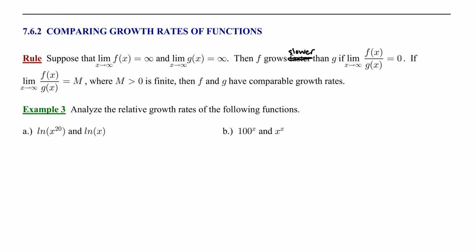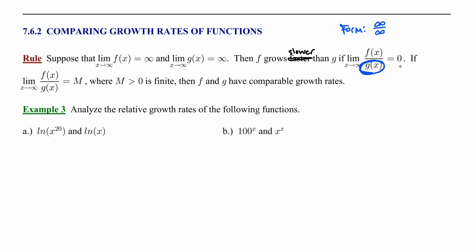It should say, then f grows slower than g if the limit as x approaches infinity of the ratio of these two functions, f of x divided by g of x, is equal to 0. So if g is growing faster, right, they're both approaching infinity, we have L'Hopital's indeterminate form, infinity over infinity. But if g is growing faster, that means the denominator is growing faster than the numerator. Therefore, the value of the limit would be equal to 0.